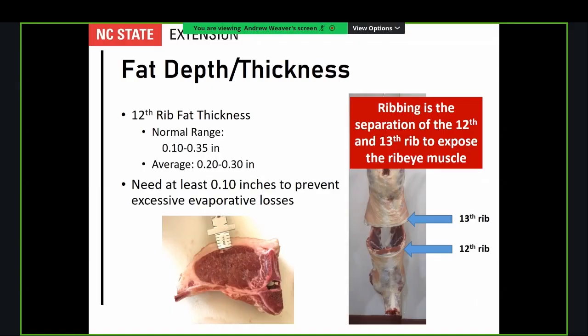excessive evaporative losses. And what I mean by that is when those animals are harvested, they're at normal body temperature, 102.5. After they come off the harvest floor, they're moved to a cooler where they're chilled to minimize any development of bacteria. It's a food safety thing that we bring those animals into. We don't freeze them, but we take them into a cooler to be chilled. Allow that transition from muscle to meat to take place.